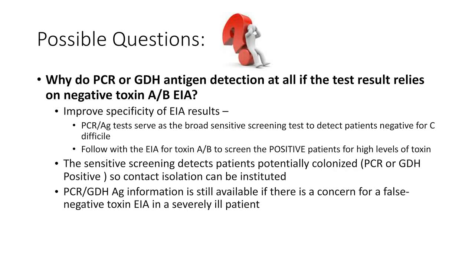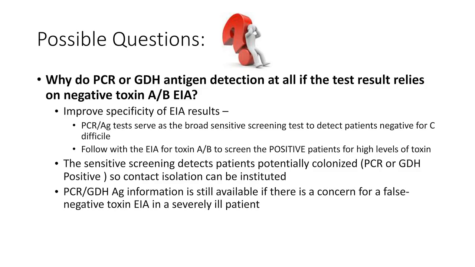Possible questions come up with this, and I'm sure you will have many, many more questions as well. Why do a PCR or a GDH antigen detection at all if the test result relies on a negative toxin A and B EIA? Well, it improves the specificity of the EIA results.